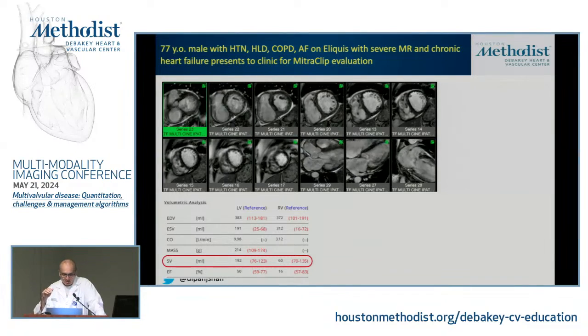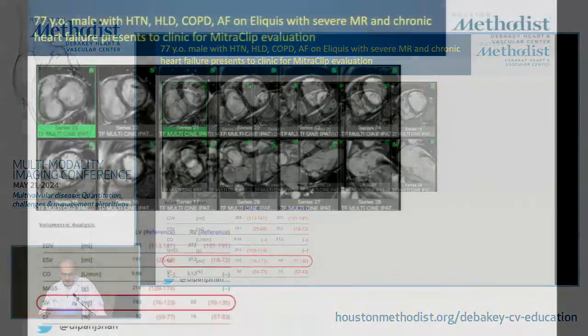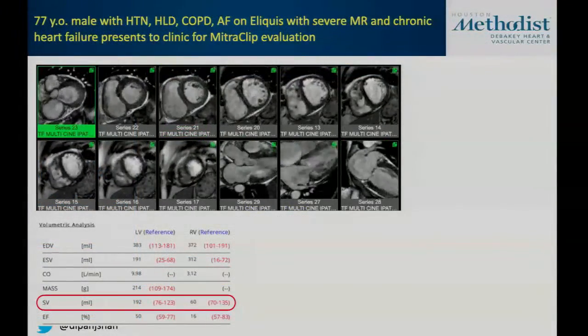So think about it. What you're going to have here is the LV stroke volume. Just by contouring the LV in end diastole and systole, I get the stroke volume of the ventricle. And what I also have is the forward flow across the aortic valve, right?